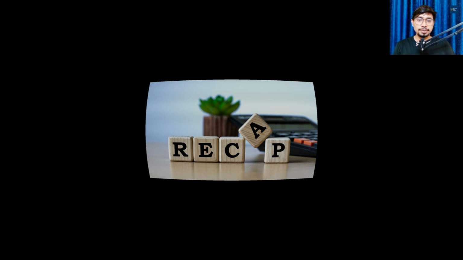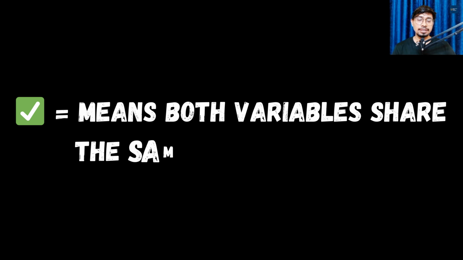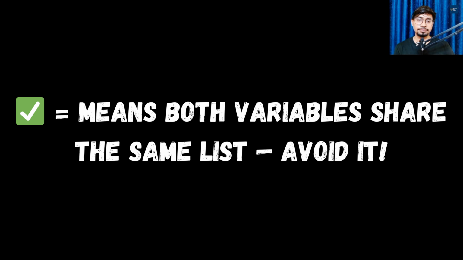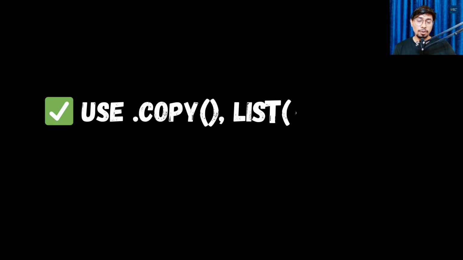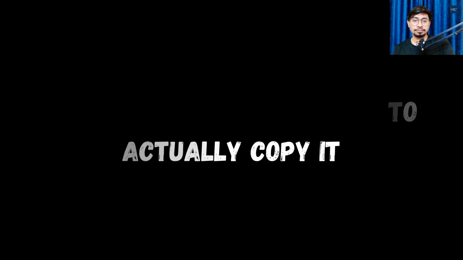Quick recap. Equal means both variables share the same list. Avoid it. Use .copy(), list, or colon to actually copy it.